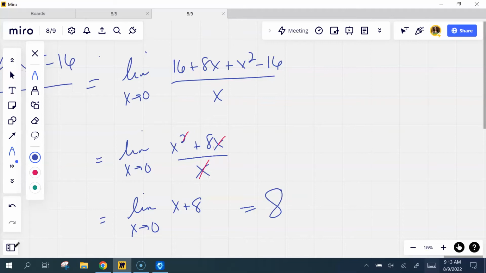What y'all got? Everybody get 8? I essentially took an x out of the top and it left me with x plus 8 over x. I took one x away from everybody is what I did. I just skipped the step of GCFing it out.